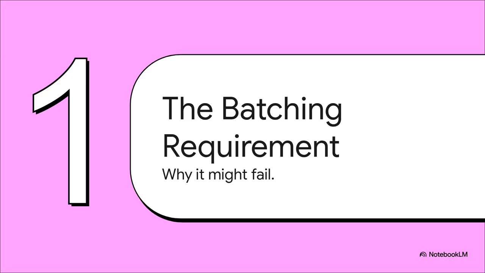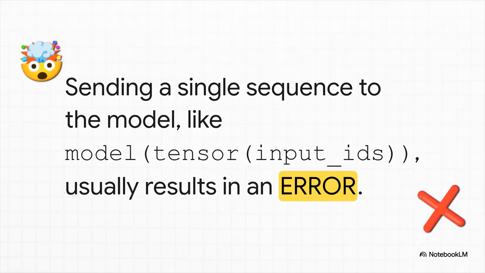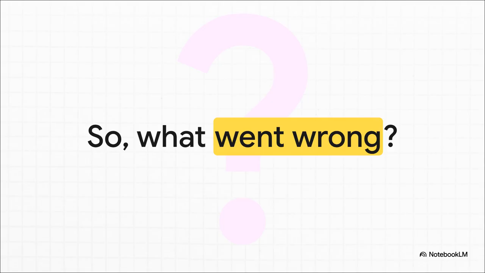Okay, Section 1, the batching requirement. This is where that first frustrating error usually pops up. You've got a sentence, you've tokenized it into numbers, and you're all set to see some magic happen. So you take your tokenized sentence, your tensor of input IDs, you pass it to the model, you hit run, expecting amazing results, and bam! A big, ugly red error message just staring back at you. It's that classic moment of, wait, what did I do wrong? I mean, you followed all the steps, you converted your text to numbers, so what gives?